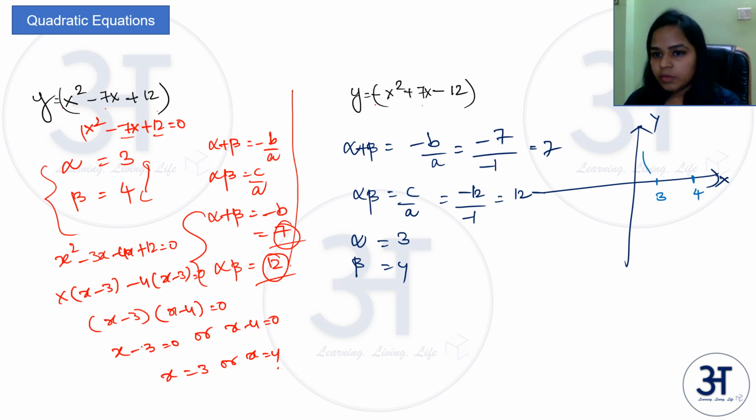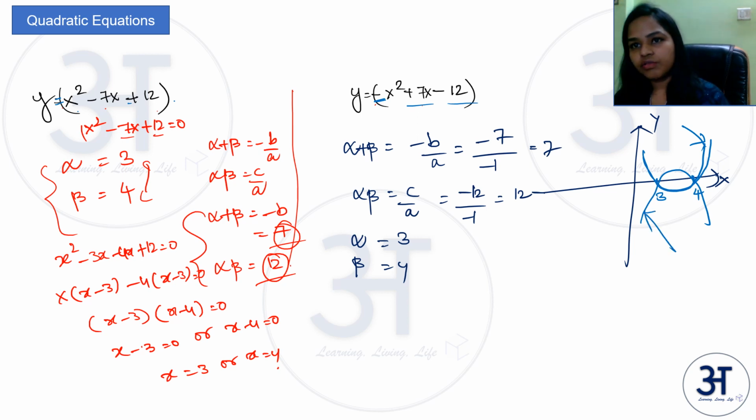So one parabola must be like this and the other parabola must be like this. So what is this parabola? If you see, y equal to x square minus 7x plus 12 would be this parabola. And y equal to minus x square plus 7x minus 12 would be this parabola. You can take different values, you can try and see how it is working.